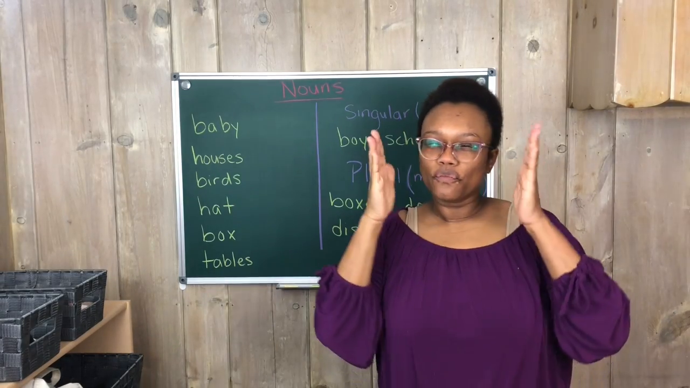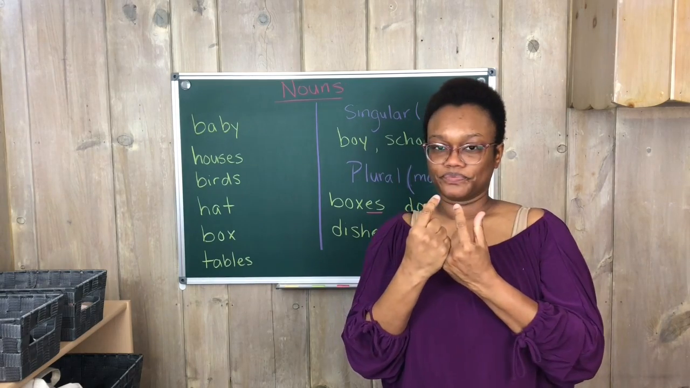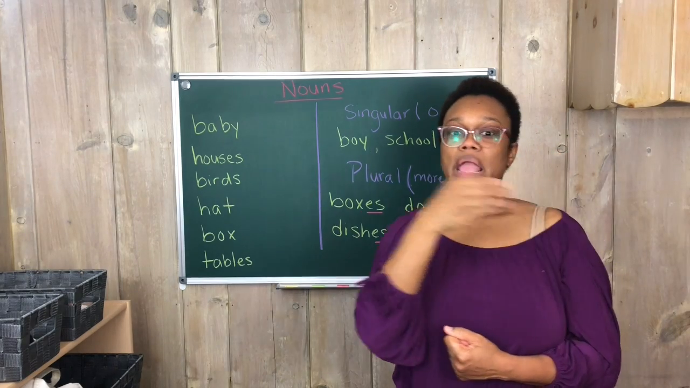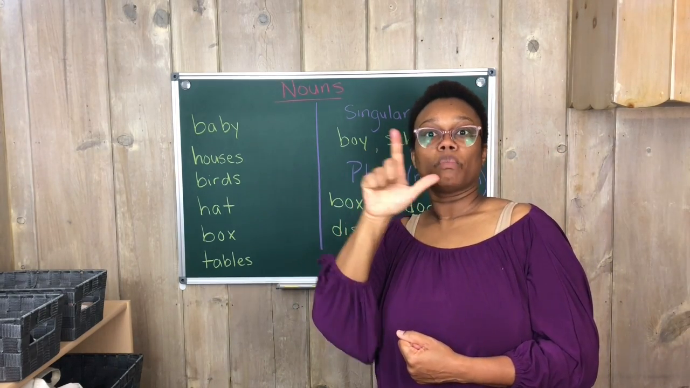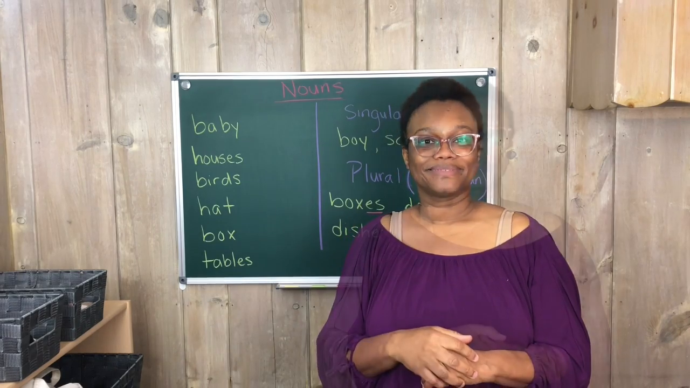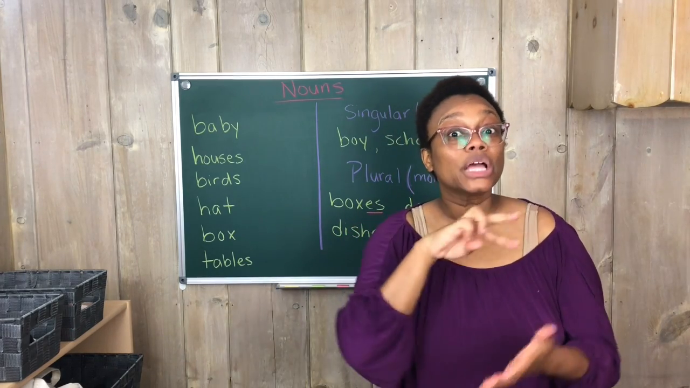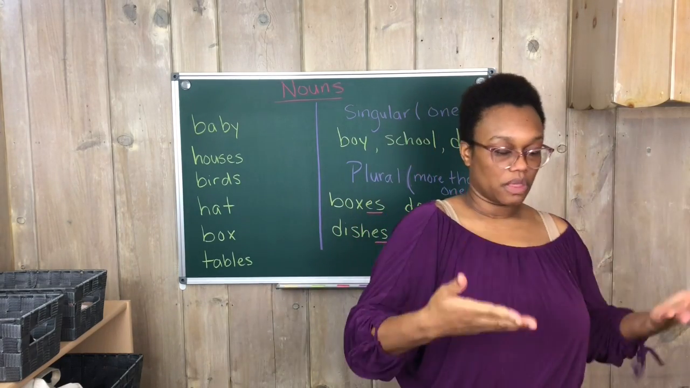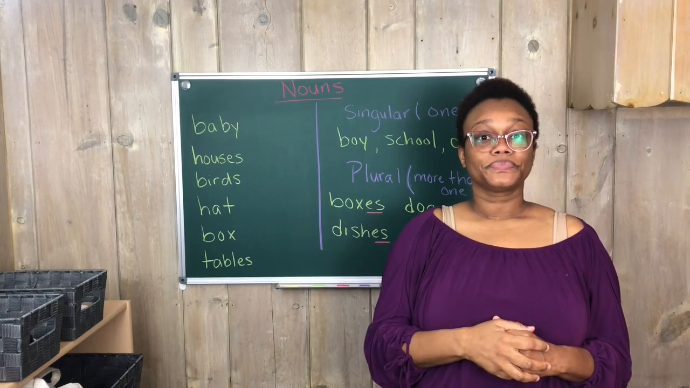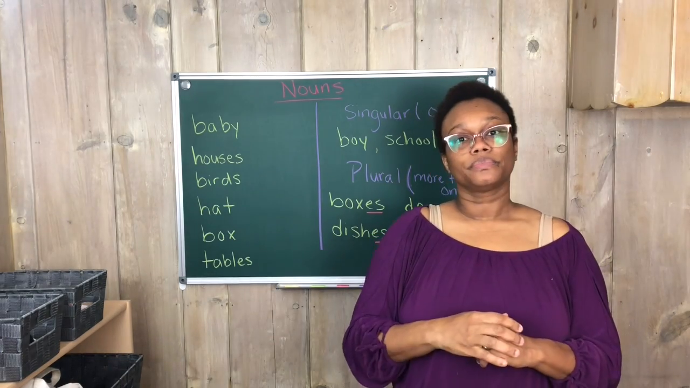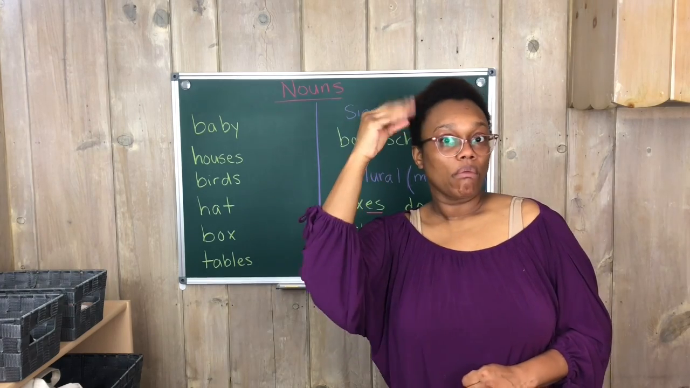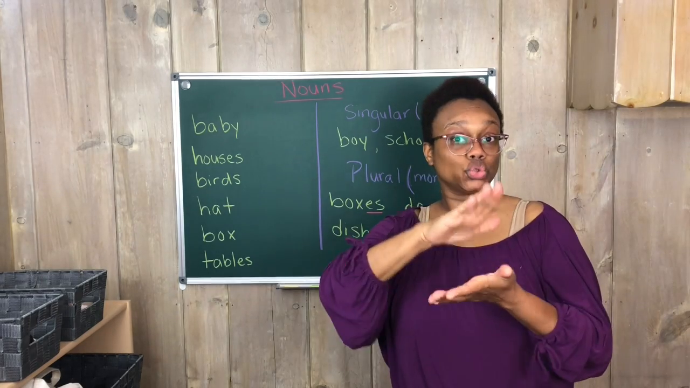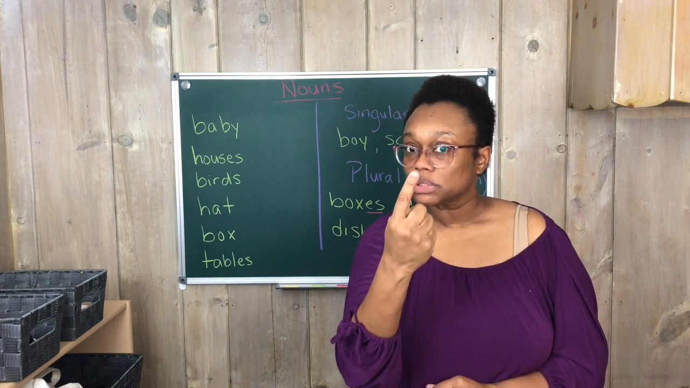So today in this lesson, we're going to focus on one of those groups of nouns, singular and plural nouns. Singular nouns mean one person, one place, one thing, and one idea. For example, a boy. That means one boy. A school. That means one school.